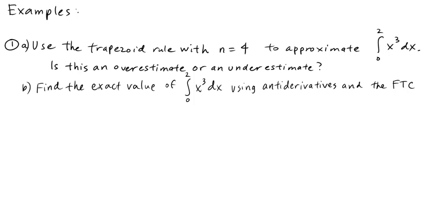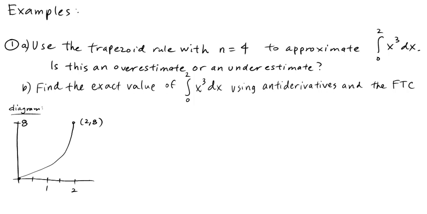Alright, following up on our previous video, I just wanted to show you a quick example of how we can use the trapezoid rule to approximate a definite integral. So here I'm going to use it with n equal 4, which means I'm going to have 4 subintervals, and I'm going to approximate the integral from 0 to 2 of x cubed dx.